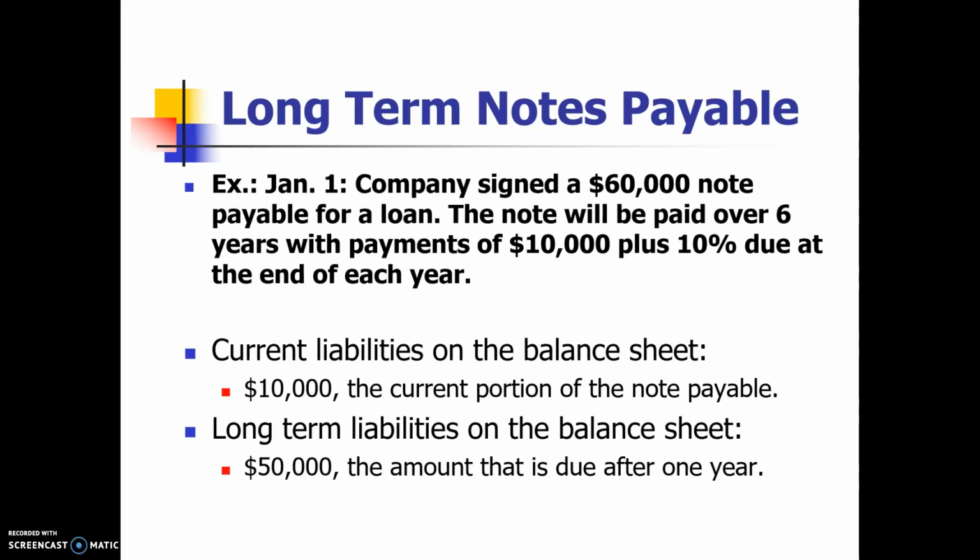So let's say we signed a $60,000 note payable for a loan. The note will be paid over 6 years. We'll be making payments of $10,000 at each yearly installment, and then there's 10% interest due. And so when we sign this note, right, we're going to have $10,000 as the current portion because that's the amount that's going to be due in 1 year. And so that'll be shown as current liabilities on the balance sheet, and under long-term liabilities, we'll show the $50,000 balance of the notes payable.